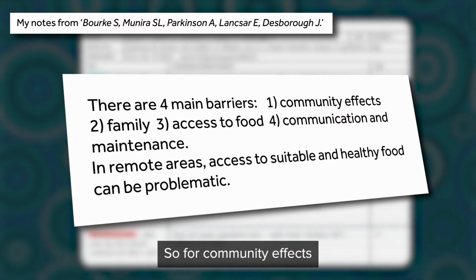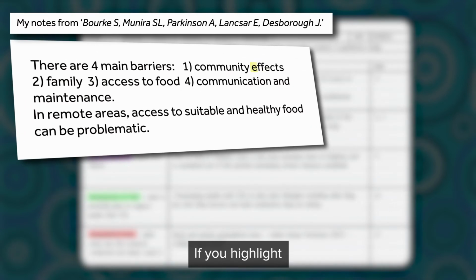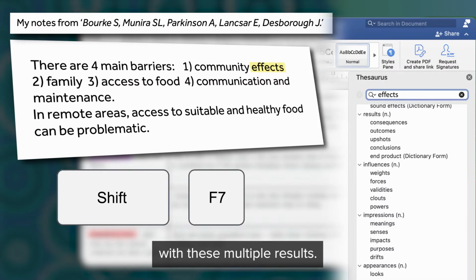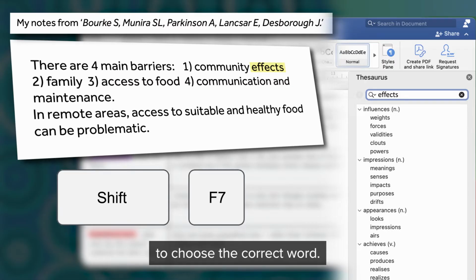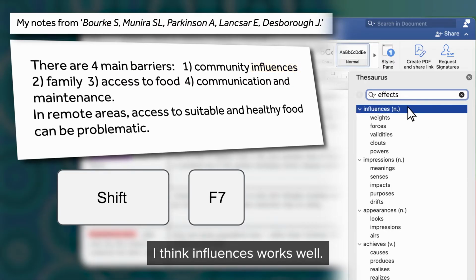So, for community effects, it would be good to change the word effects, and I suggest using Microsoft Word's thesaurus to help. If you highlight the word and press Shift F7, you'll be provided with these multiple results. But be very careful to choose the correct word. In this case, I think influences works well.